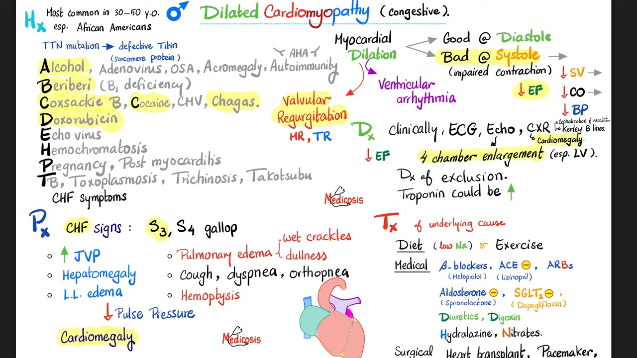How can I diagnose this? Clinically, by history and physical exam, you can do an EKG, echo, chest x-ray. If you do chest x-ray, you can find the signs of pulmonary congestion, such as the bat wing sign, cephalization of the vasculature, and the Kerley B lines. You can also find cardiomegaly, big dilated heart. If you do an echo, 4 chambers are enlarged, especially the left ventricle. You need to exclude everything else before you can say this patient has dilated cardiomyopathy.